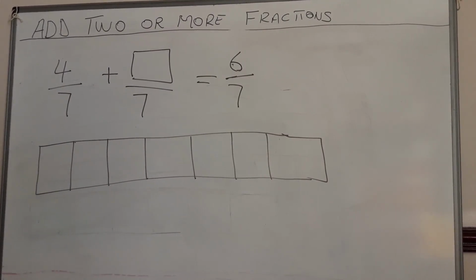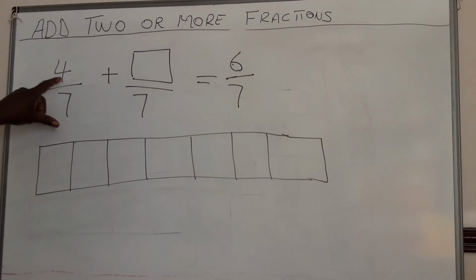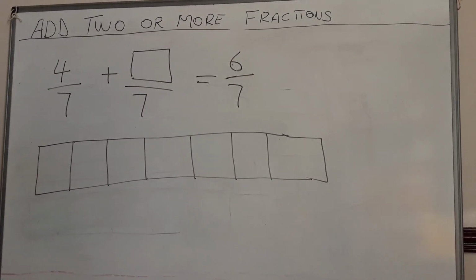Alright, so let's have another example. This one is a little bit more challenging. It says we should complete the missing number. So we have a fraction and we have a missing number here. The question is asking us to complete the missing number. So if we have this, what should we do? It's the same method that we did earlier on.